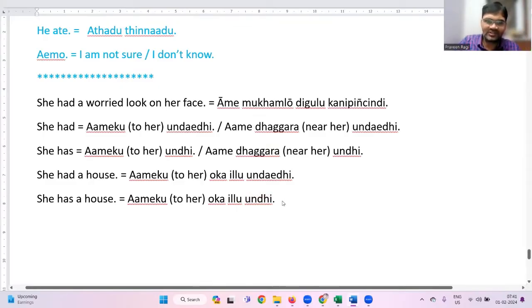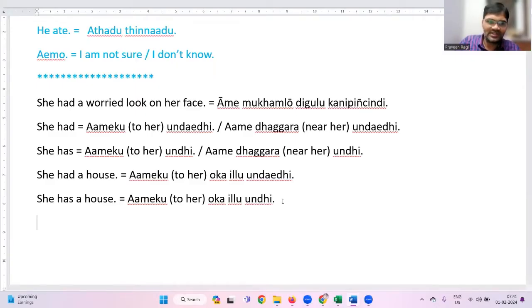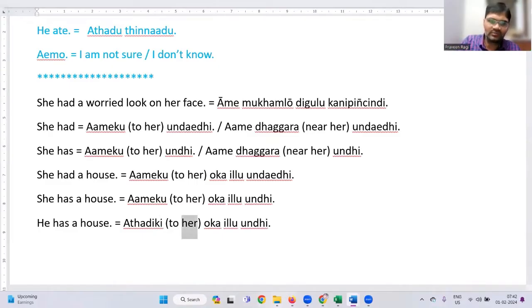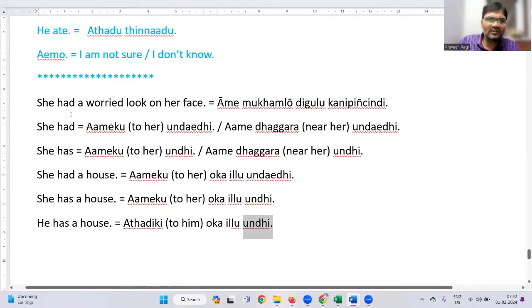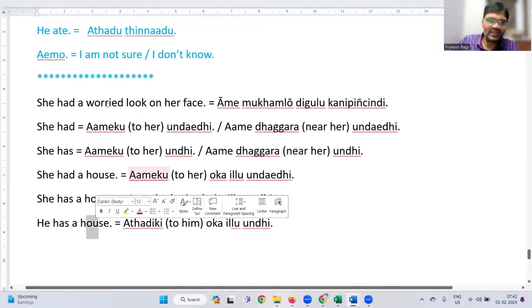Let me write that one just for comparison. First, he has a house. Atadiki. So here to him. Illu undi. So undi is the same like that only. Later you can practice with some other nouns and it will be more clear.